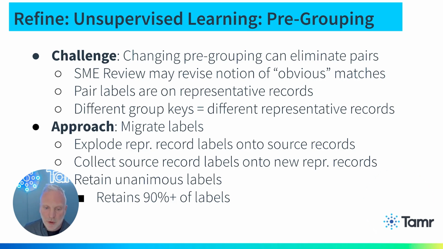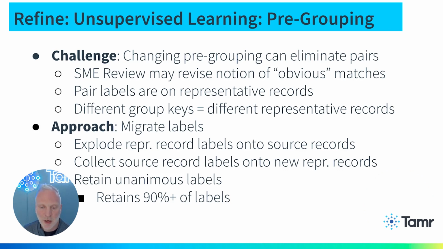But pair labels are on pairs of representative records, and if we have different grouping keys, then we have different representative records. Doing this naively, we could lose all of the training data that we've accumulated so far and need to start over. That's awful. Working with our subject matter experts is one of the most expensive things that we do. We really need to treasure the human input that we're getting from subject matter experts.